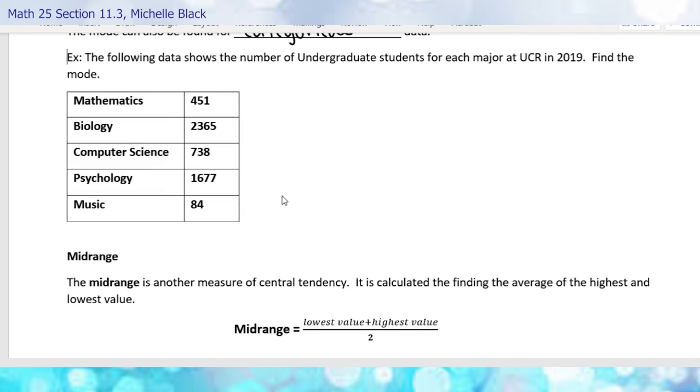So for mathematics, UCR currently has 451 undergraduate mathematics majors. They have 2,365 undergrad biology majors, 738 undergrad computer science majors, 1,677 undergraduate psychology majors, and 84 undergraduate music majors. And the mode still means whichever one occurs the most often. So the mode for this data set would be biology. Biology has the most students majoring.